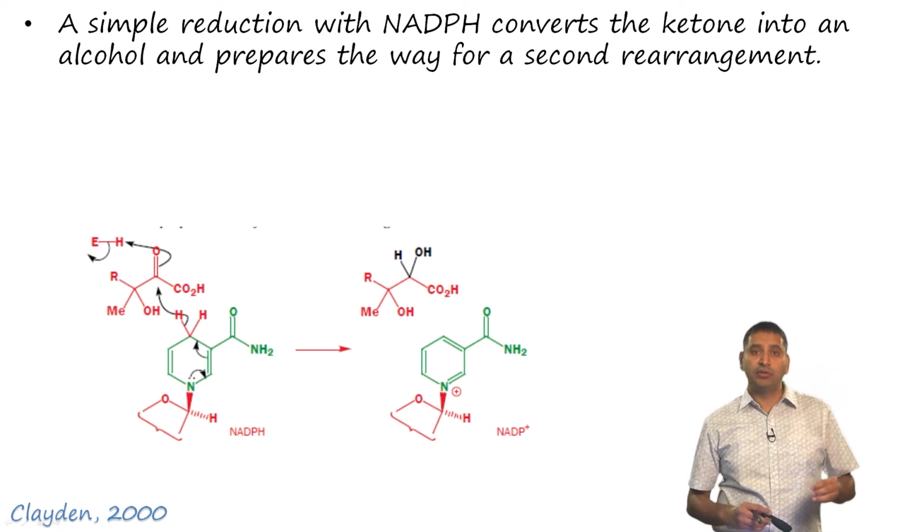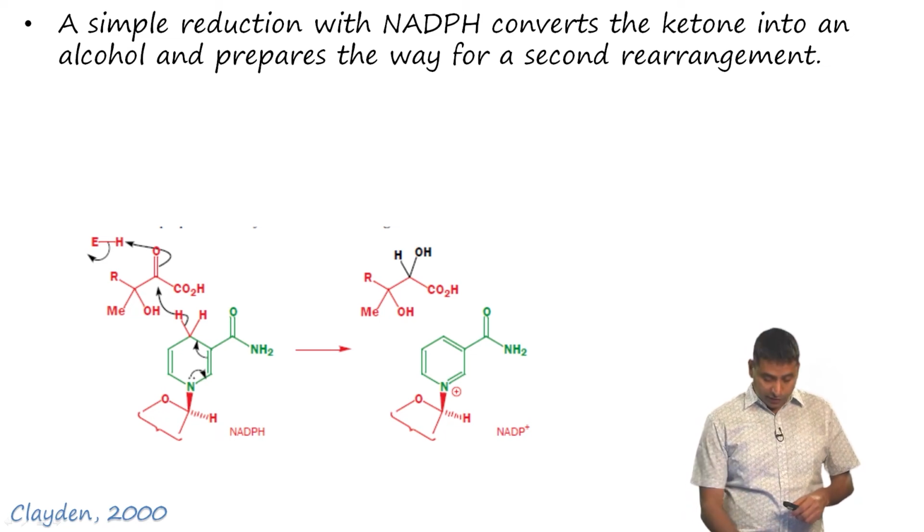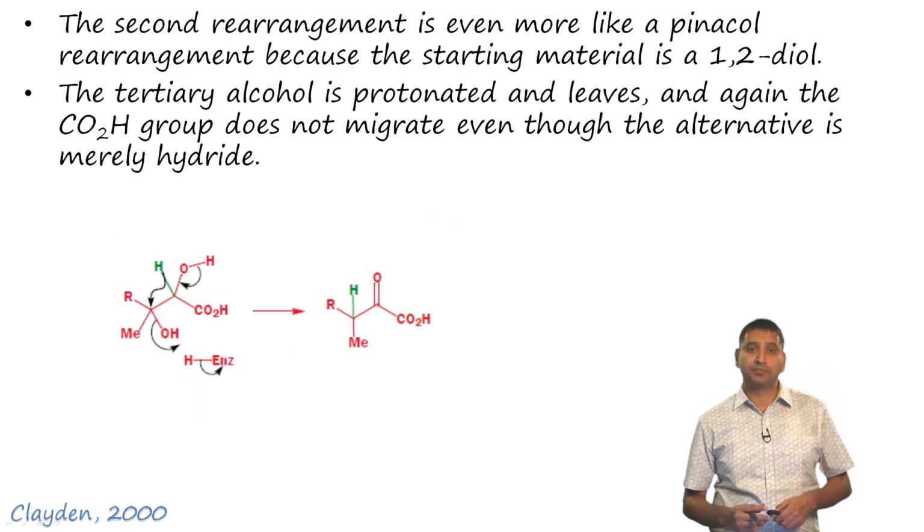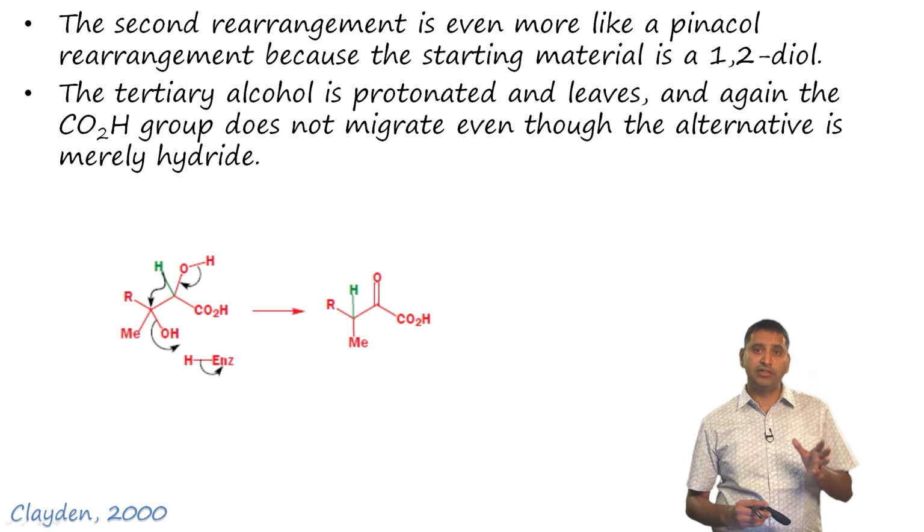So, a simple reduction with NADPH converts the ketone to an alcohol and prepares the way for a second rearrangement. Okay. So, when this reduction occurs, then you end up with the dihydroxy compound as shown here. The second rearrangement is even more like a pinacol rearrangement because the starting material is a 1,2-diol.